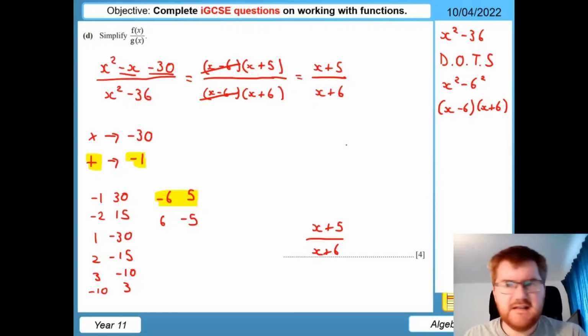In 4 marks, there's a lot of work in here to do: recognising DOTS, factorising the top, realising you can cancel, and then getting to our final answer. But if you're looking for those higher grades, those A, A star grades, these are questions you need to be getting all those 4 marks on.